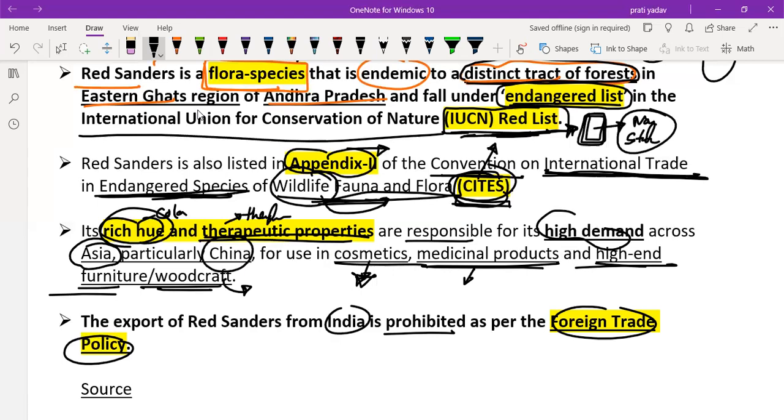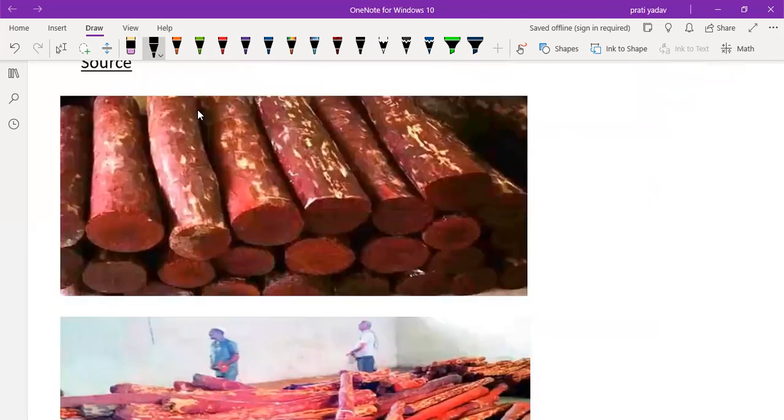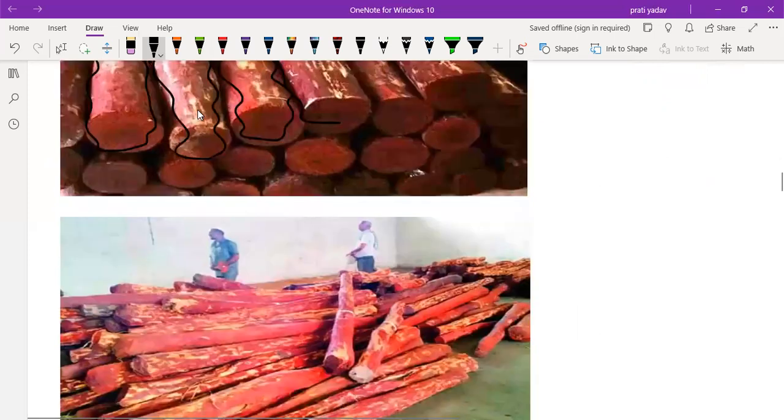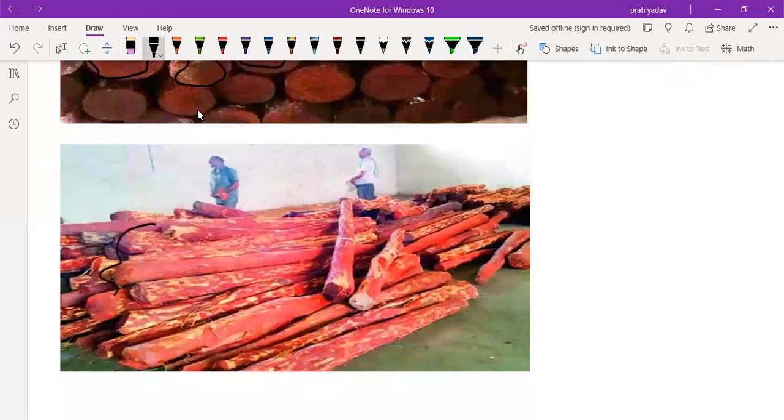Now let's look at the picture of red sanders clearly. This is a wood, red in color. Okay, and it contains many medicinal properties. In this picture also you can see red sanders. They are wood, red in color. Okay, so I hope you understand it.